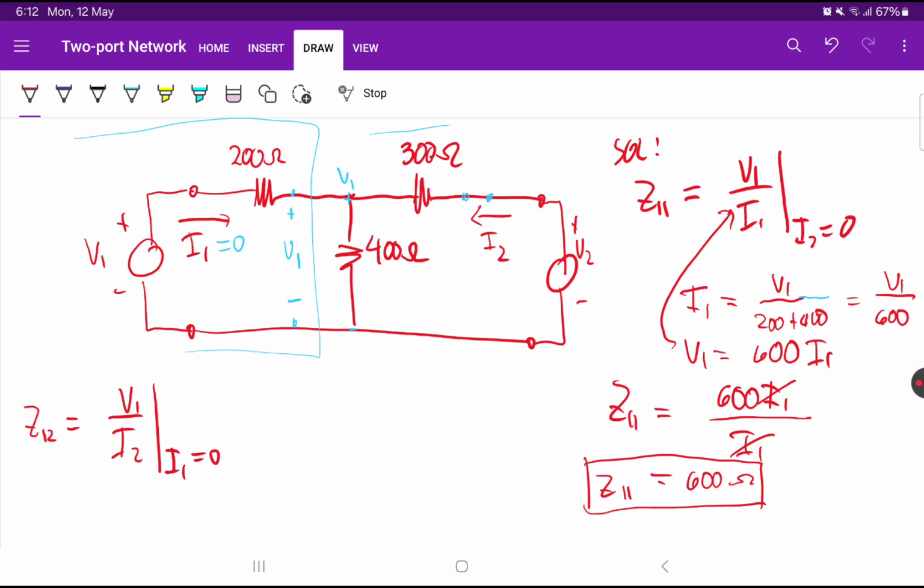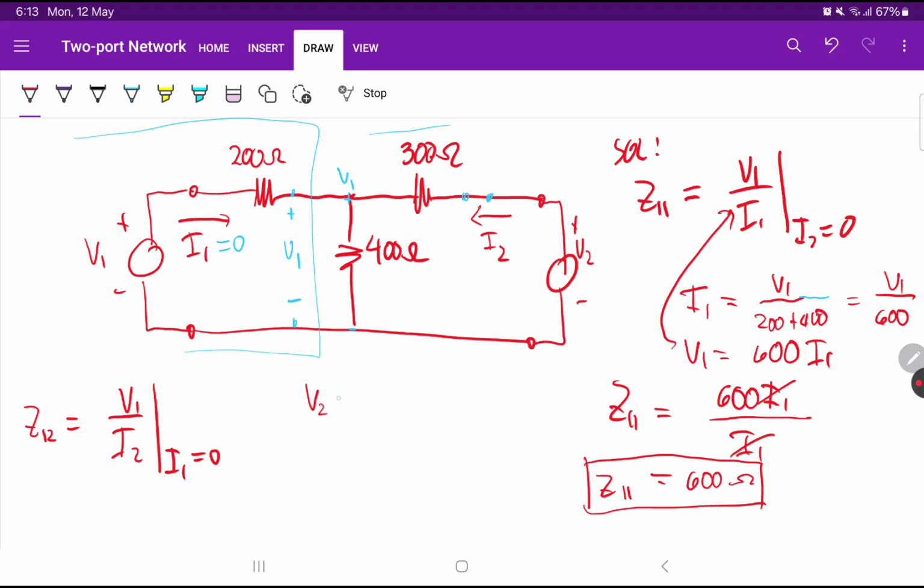So again, if we solve this one, V1 divided by I2, we need to solve for I2 from the circuit. I2 is just equal to V2 divided by the total impedance. But this time V2 is not in the formula, so we don't need V2. So to remove V2, we can just use the voltage divider theorem.